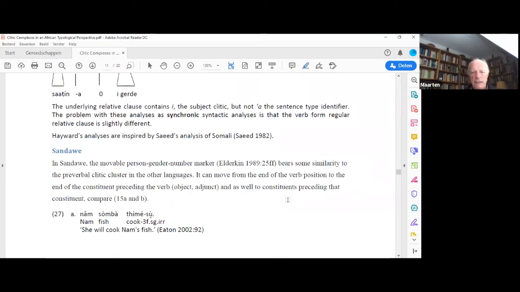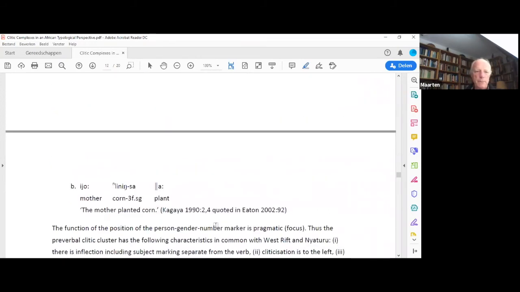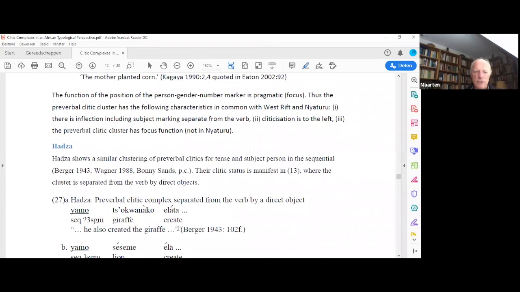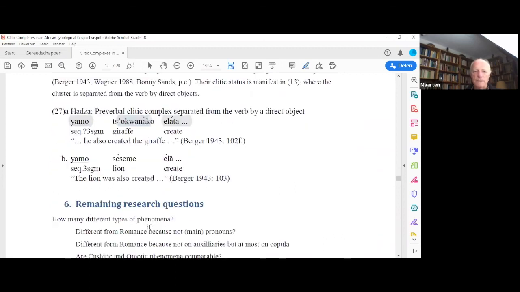Sandawe, we say something in the Rift Valley Sprachbund article a little bit about Sandawe. I think much more is known now about Sandawe, so this could be expanded, I'm sure. And also Hadza, I'm very curious to learn more about Hadza. But we found examples where we have a clitic complex and a verb and an object between the two, and also others. Yeah. So this was my introduction to the topic.